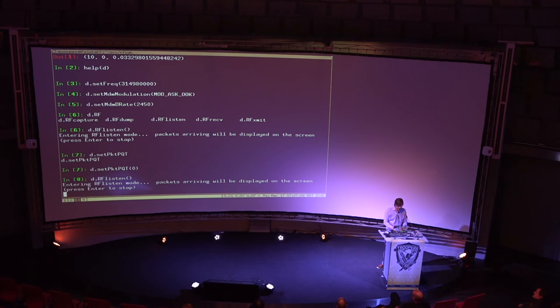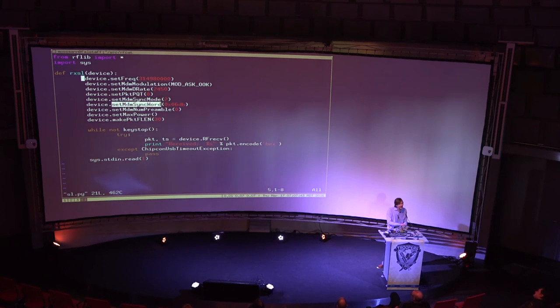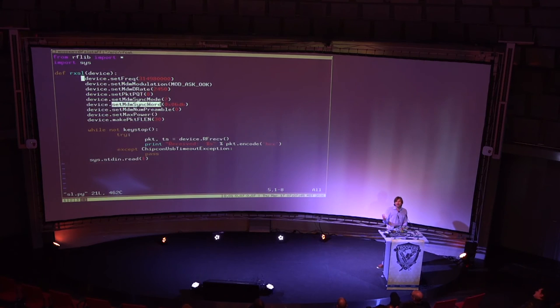Still not getting anything. What else could it be? The next thing I would look for is the sync word, a pattern of bits. The YARD Stick One has a default sync word, which is a pattern of bits that it expects to find at the end of a preamble that says, hey, this is the start of a packet, so that it synchronizes correctly to the start of a packet.